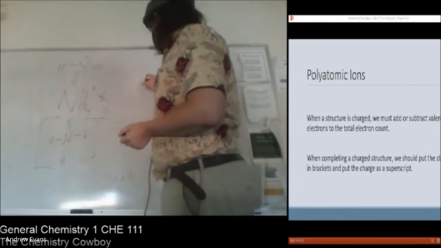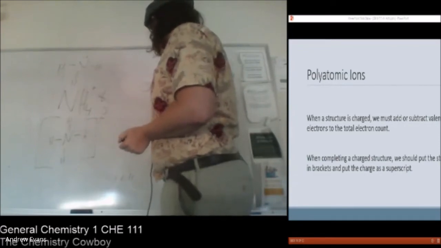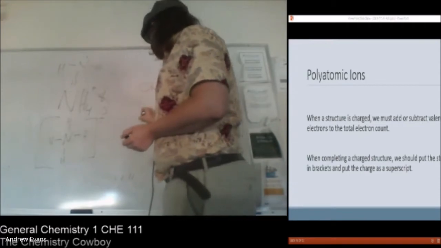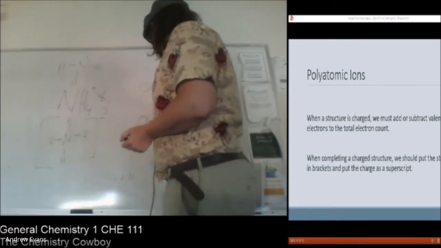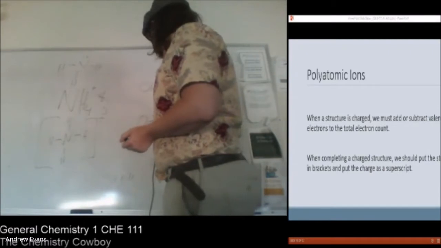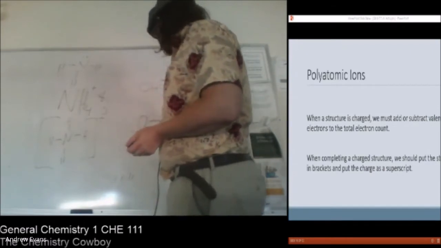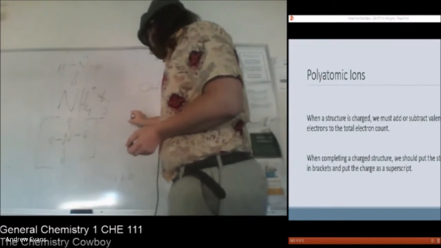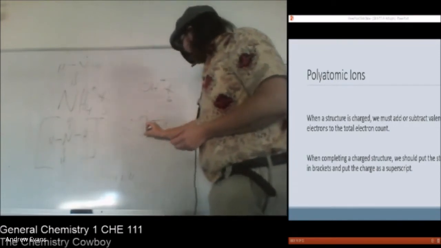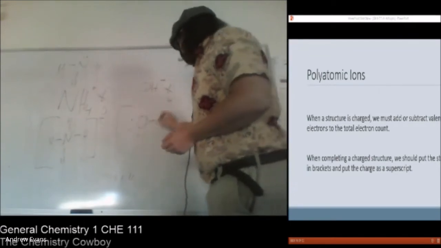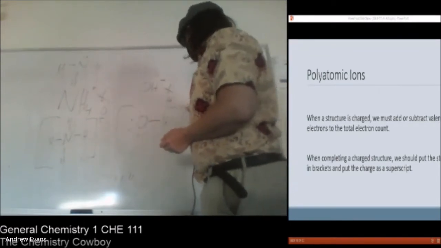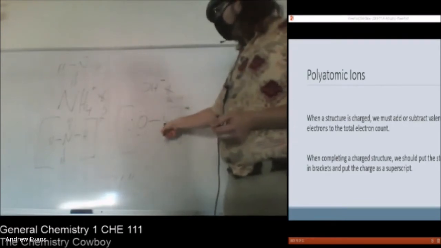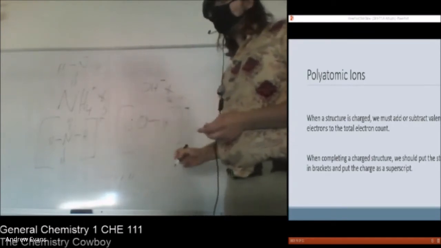Same thing with hydroxide, OH minus. That would typically be 7, but now it's 8. OH, so that's 2 electrons. We have 6 left to put. Hydrogen doesn't need any, so we put 1, 2, 3, 4, 5, 6. There are the remaining 6 electrons. So OH minus is just that structure.